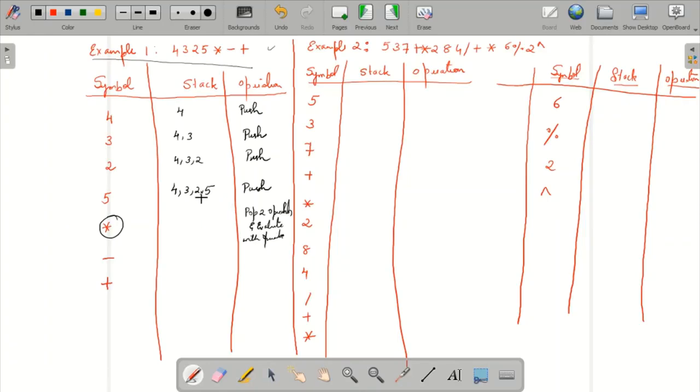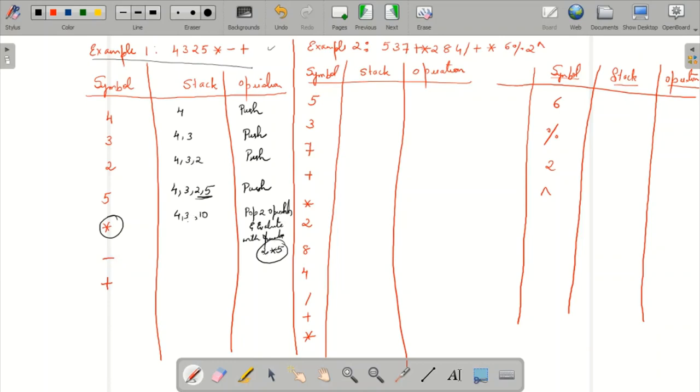So here, what are the 2 operands we are popping? We need to pop 5 and 2. What is the operator over there? It is multiplication. So that answer I'm going to push over here. So 5 2s it's 10. So 4 and 3 as it is, I popped these 2. So 5 into 2 is 10. I'm writing over here.